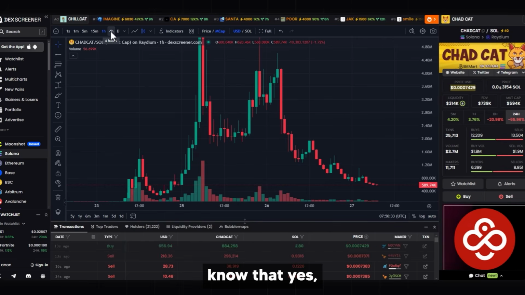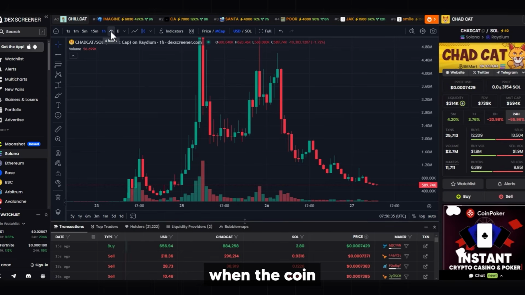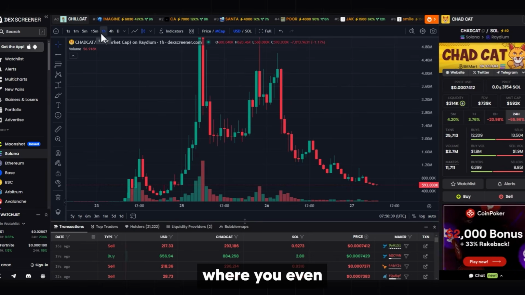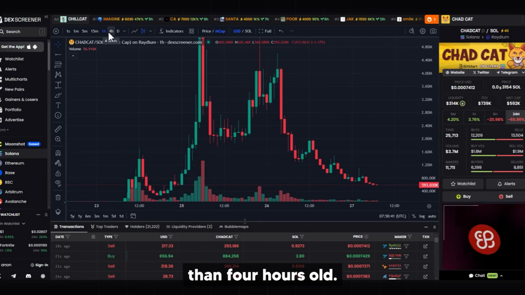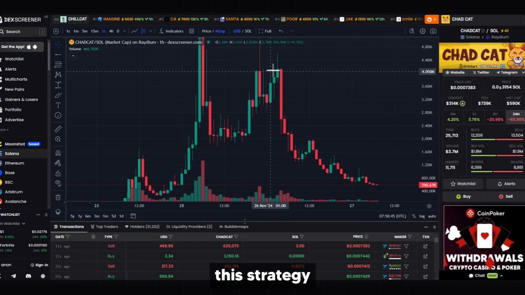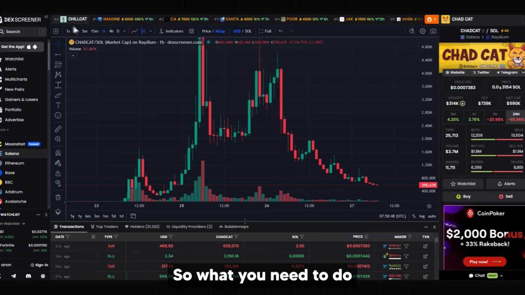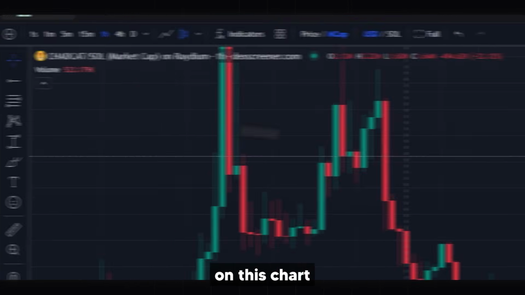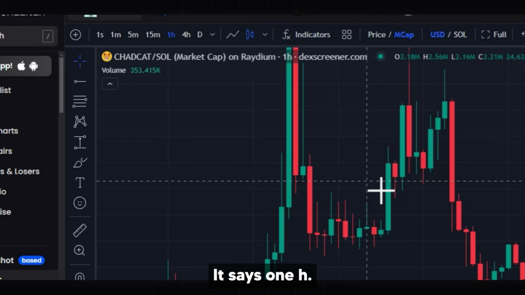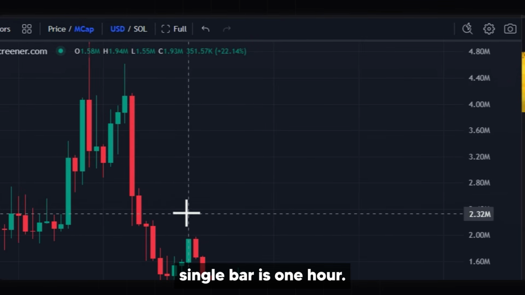Now, I do know that yes, if you're just there when the coin has launched, it is a lot harder to buy in at those levels where it's longer than 4 hours old. But of course, for coins that are longer than 1 to 2 days old, this strategy will work. So when you're on this chart on TradingView, make sure you switch over to this 1H. You can see it says 4H, it says 1H. That just means that every single bar is 1 hour.